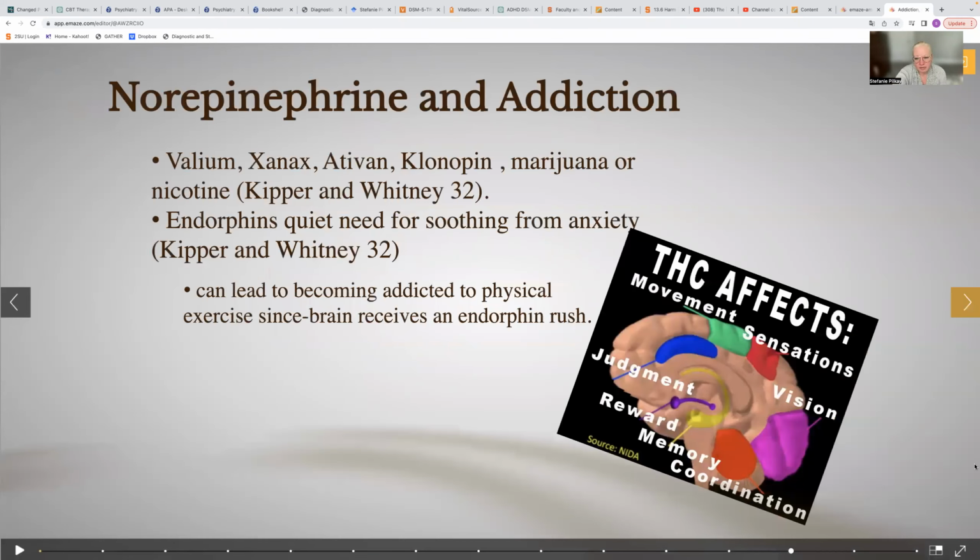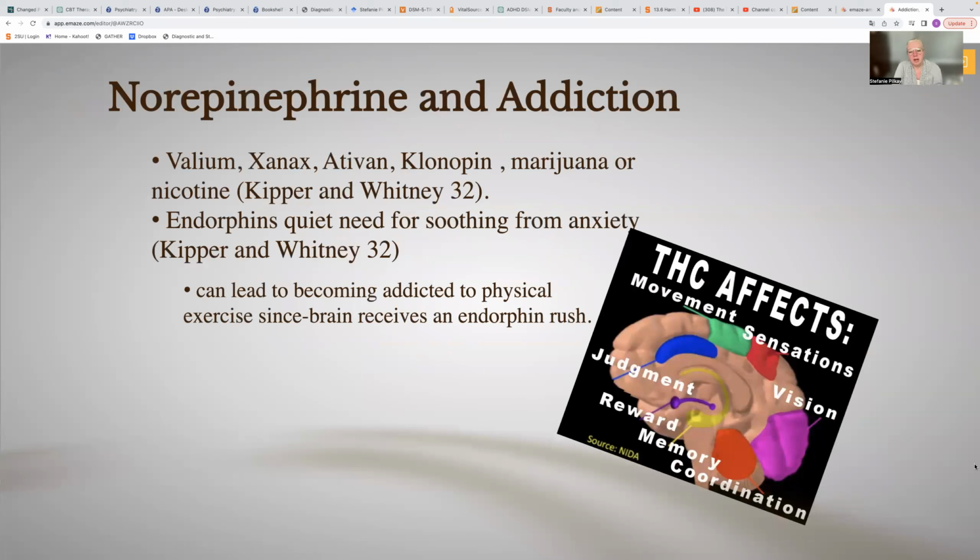So norepinephrine and addiction. The drugs that seem to be the ones that are the most sensitive for these individuals are Valium, Xanax, Ativan, Klonopin, marijuana, or nicotine. Endorphins also quiet the need for soothing from anxiety, but it can actually lead to becoming addicted to physical exercise, since the brain receives an endorphin rush.